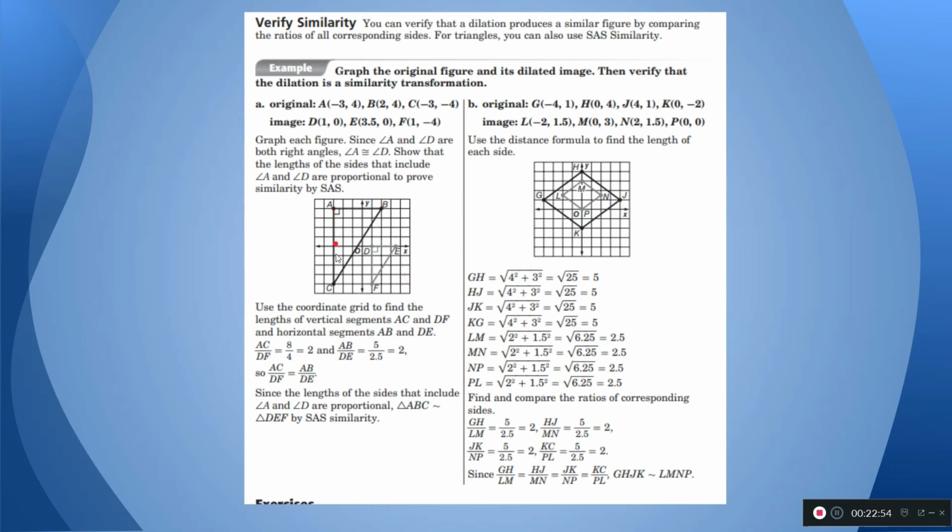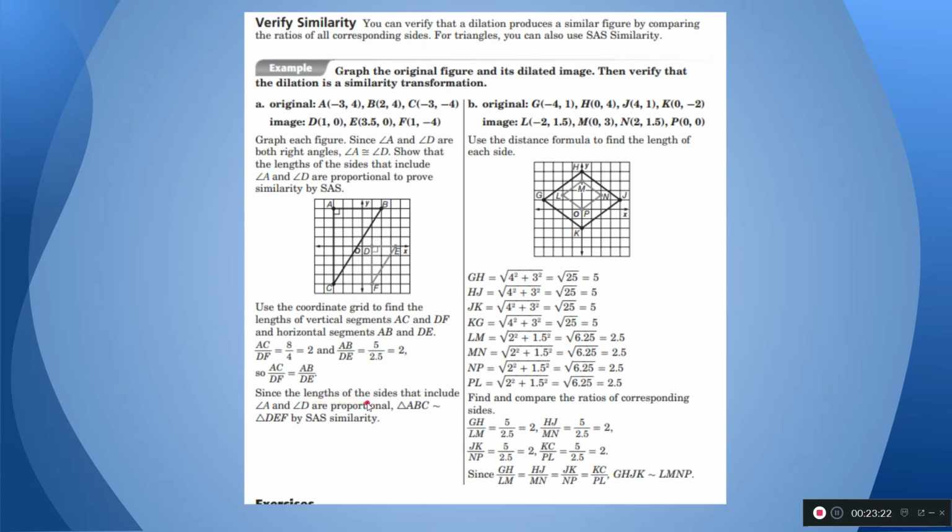So AC here, you can just count the boxes, and that gives you the number for the length of AC. You do that for AC, and you can do that for the corresponding side over here on the similar figure, DF. So you have AC over DF equals 8 over 4, or reduced down to 2. Then we look at AB over DE, do the same thing, comes down to 2.